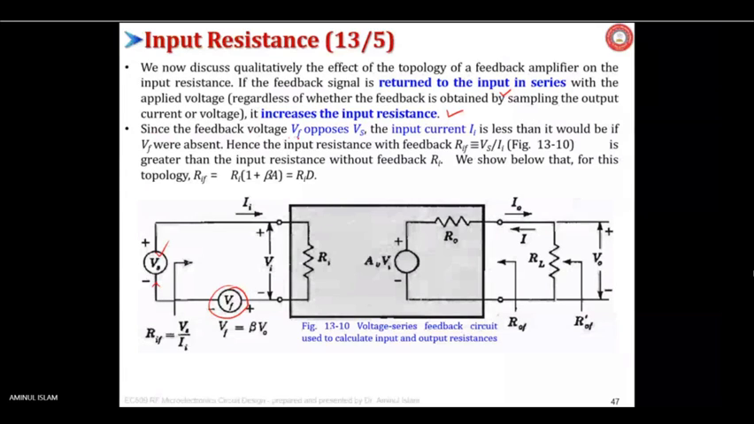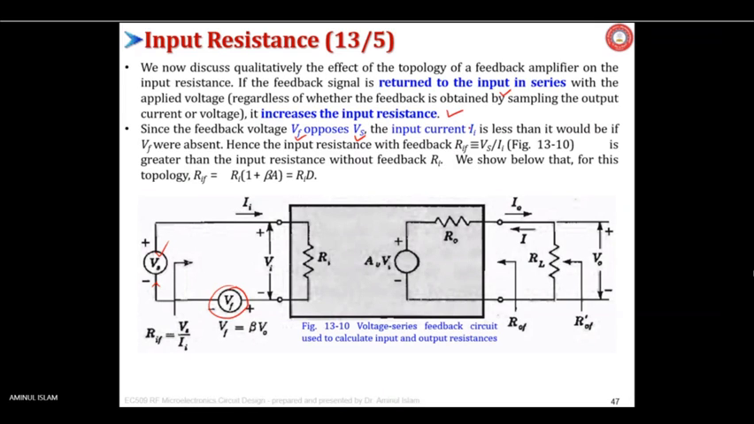The feedback voltage VF opposes VS. Why does it increase the input resistance? That is coming here. So the feedback voltage VF opposes the VS. See, the mixer we have seen earlier, where one is input, another one is basic input. Input means basic input I am talking about, VS. Another one is coming from the beta network. That actually creates a difference between these two in the mixer, a mixer or differential amplifier there.